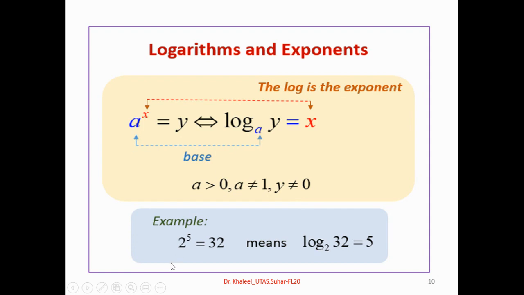For example, 2 raised to 5 is equal to 32. This is the exponential form. If I want to convert into logarithm, it is log 32 to the base 2 is equal to 5. So this and this are the same. This is in exponential form and this is in logarithmic form. So this is the method of converting exponential to logarithm or logarithm to exponential.